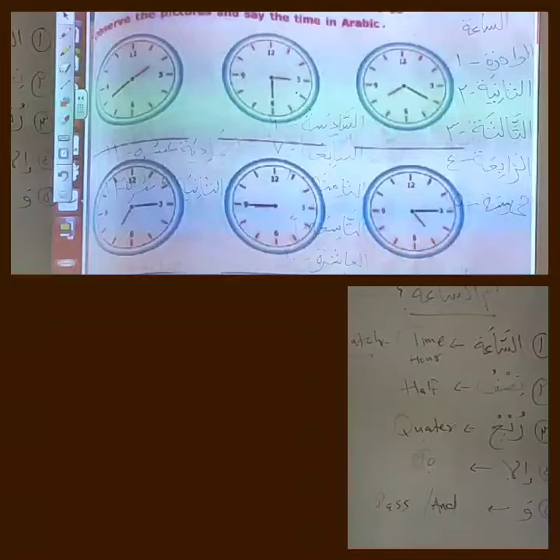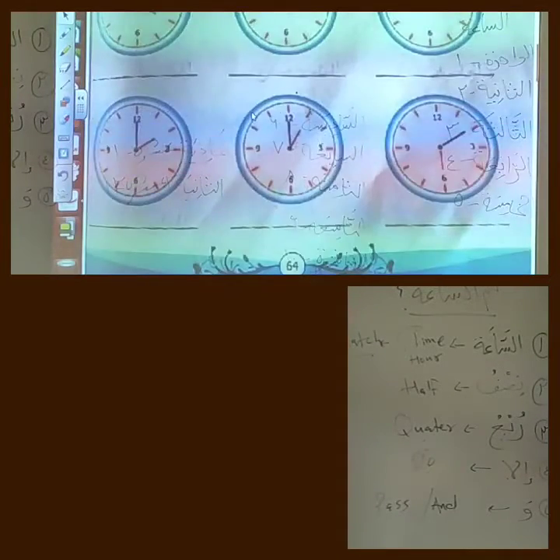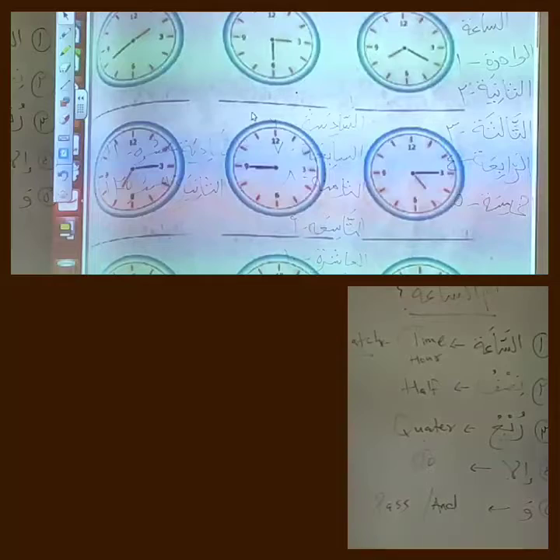Yes. Now here I have clocks on page number 64. Clocks are there. Okay, one word.